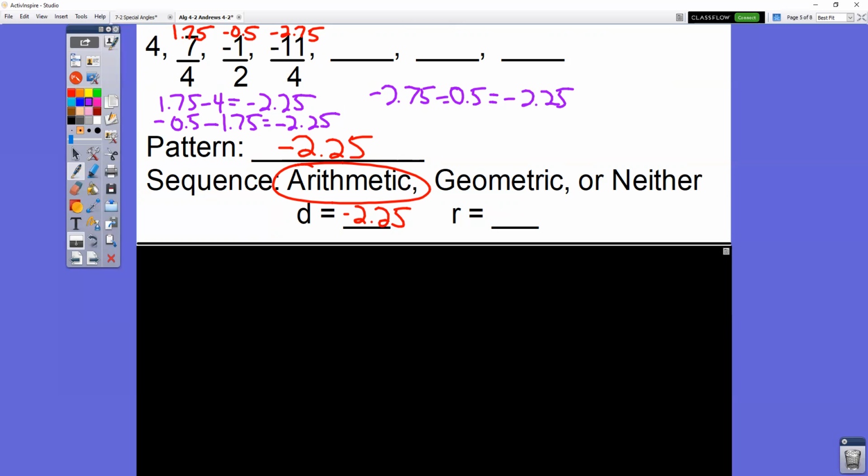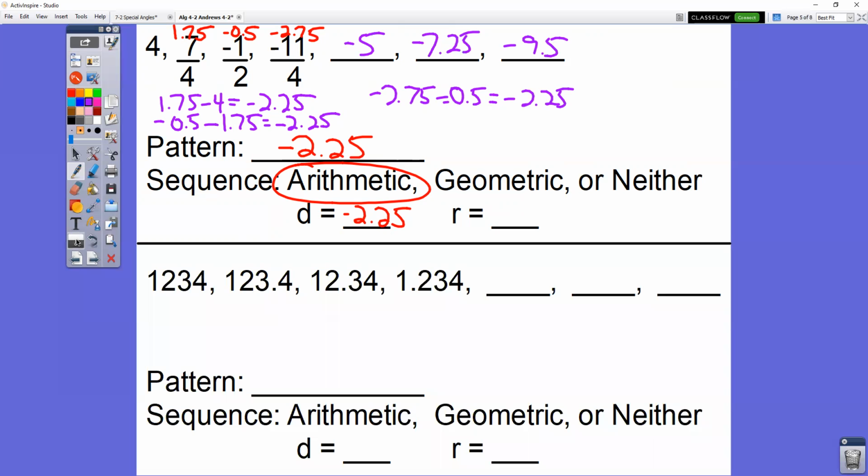If we continue on with the pattern, you would have had a negative 5, negative 7.25, and negative 9.5. That one was a little bit tricky. Go ahead and try this next one, please.